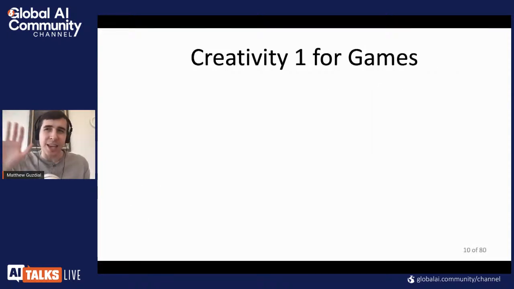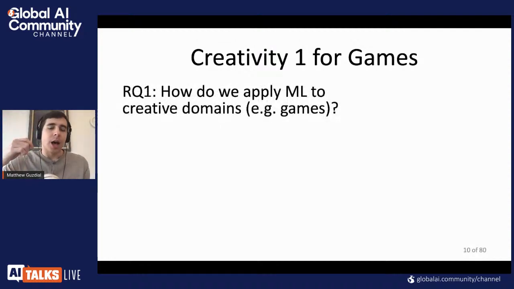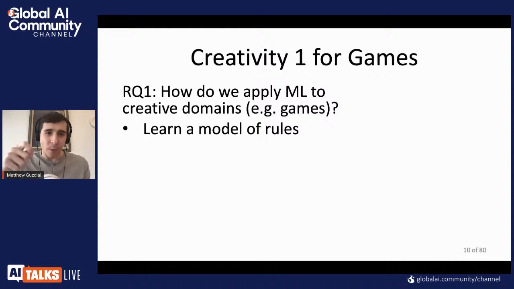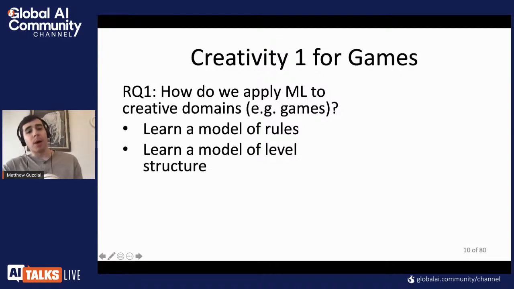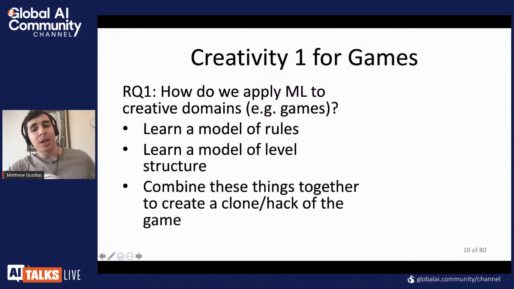So let's take the framework from earlier and then put this into the context of games. So creativity 1 for games. What does this look like? Well, this touches on research question 1 of, how do we apply machine learning to creative domains? What I'm going to say we'd want to do to hit creativity 1, which as a reminder was mimicry plus a little bit of variation, is learn a model of rules, learn a model of the level structure, the 2 pieces of a game that I identified earlier, and then combine these things together, which would give you a clone or a hack of a game.